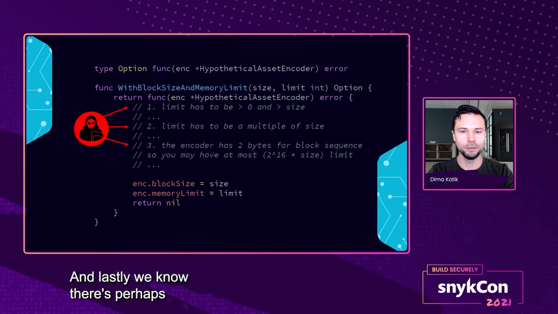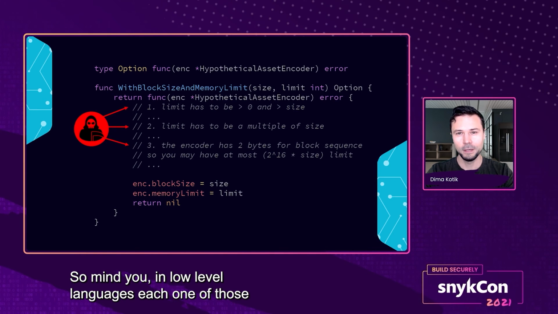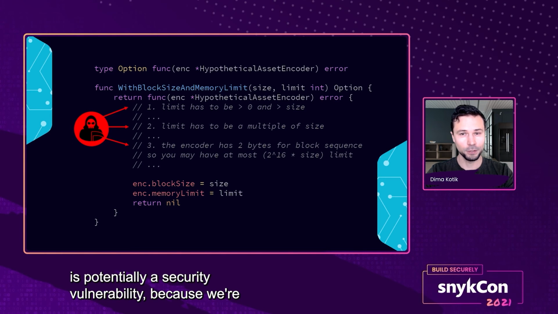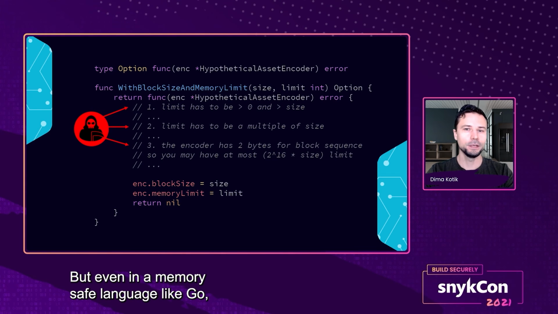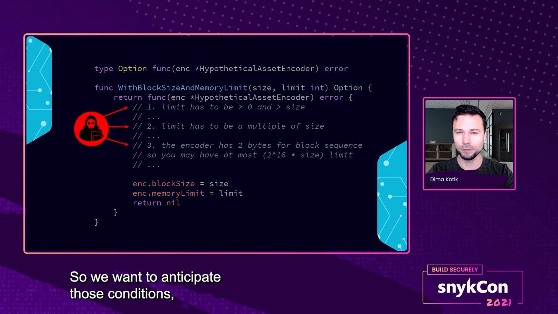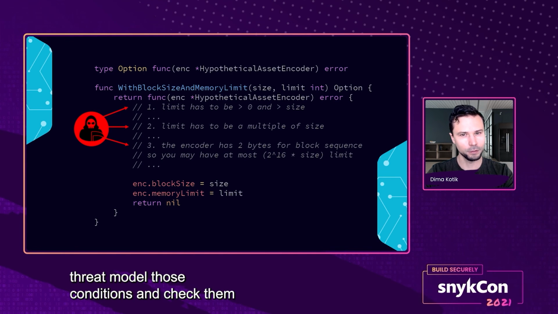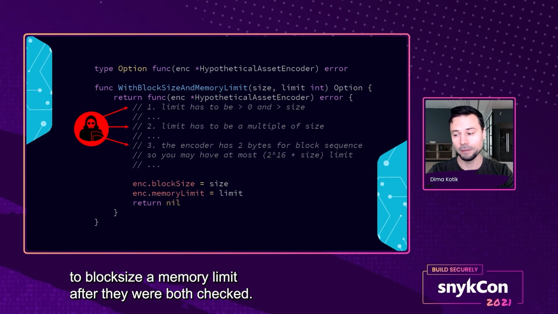And lastly, we know there are perhaps protocol constraints that introduce additional limits. So, mind you, in low-level languages, each one of those is potentially a security vulnerability because we're talking about memory management. But even in a memory-safe language like Go, this can still create conditions that will unsettle the program. So we want to anticipate those conditions, threat model those conditions, and check them inside the option. And then only assign our variables to block size and memory limit after they were both checked.